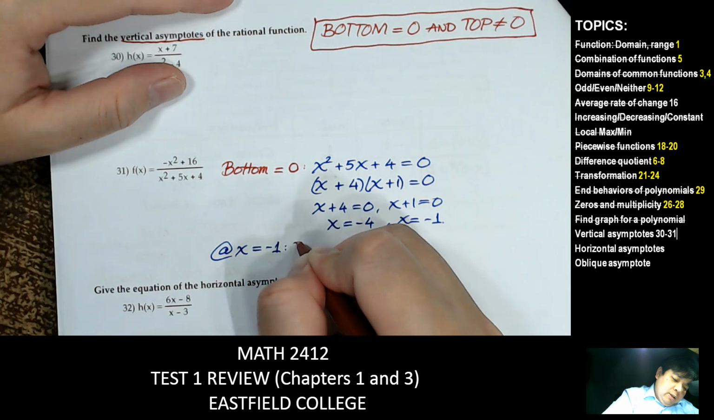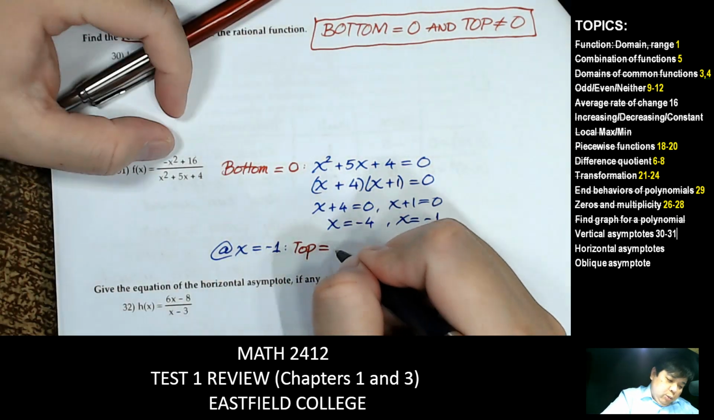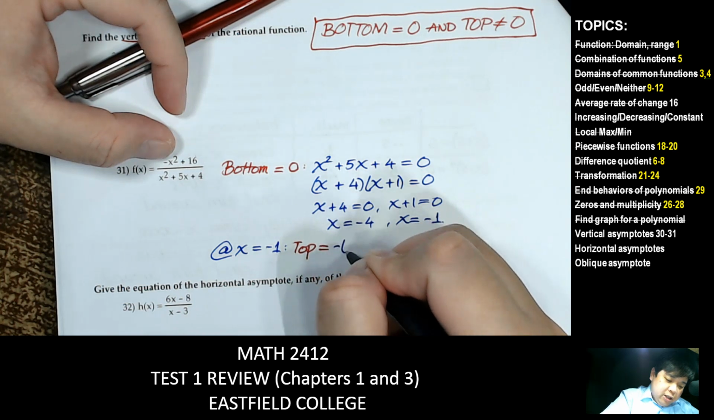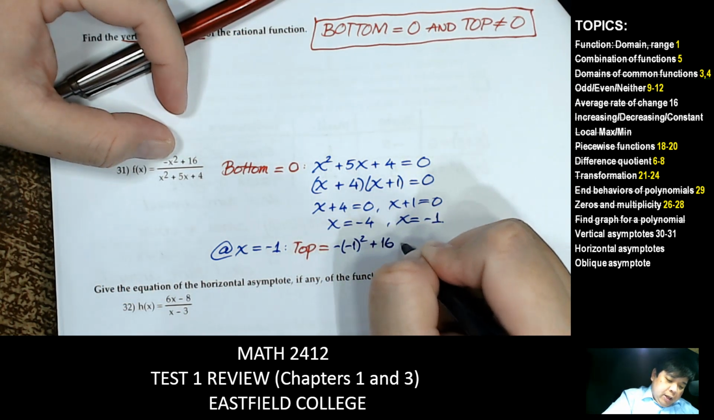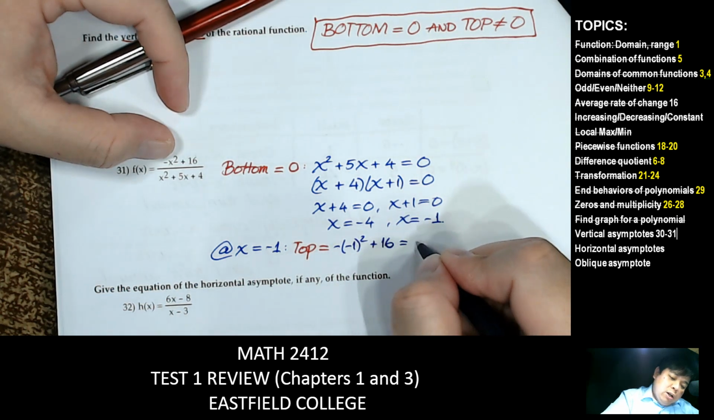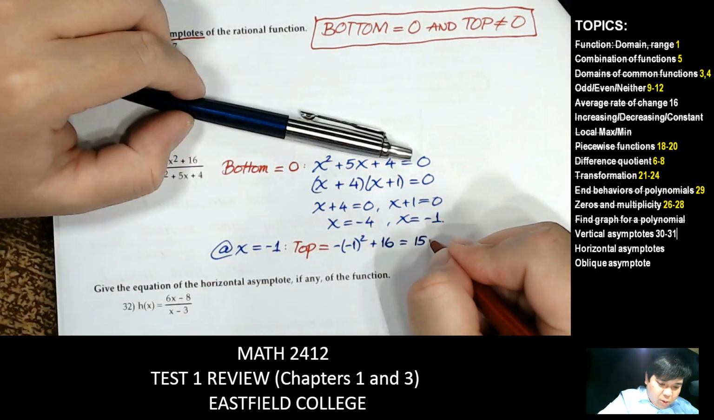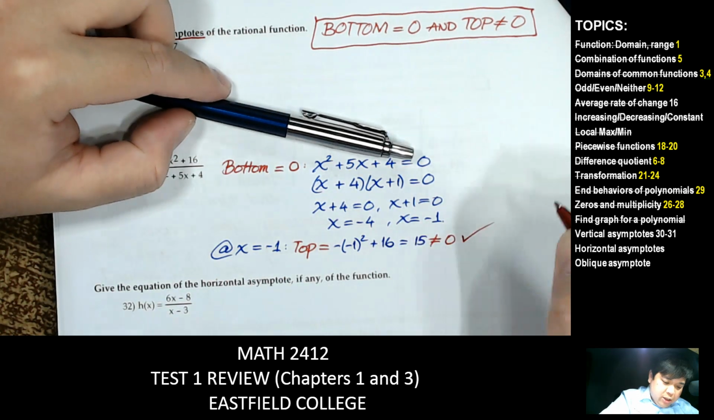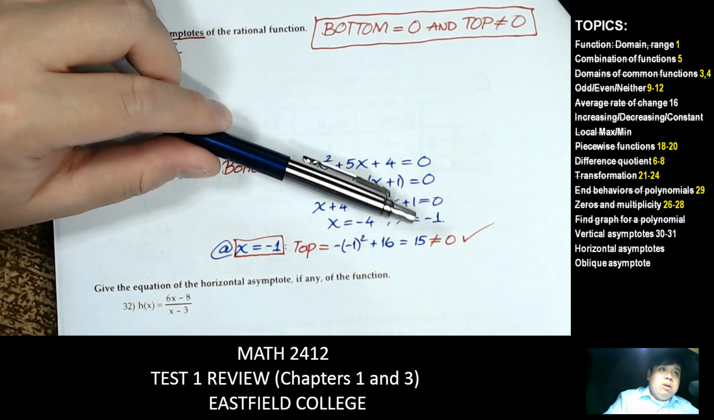On the top, we put negative 1 in for x, and that is 16 minus 1, so it's 15. It's not going to be 0. That's what's important, which is good, and that is a vertical asymptote.